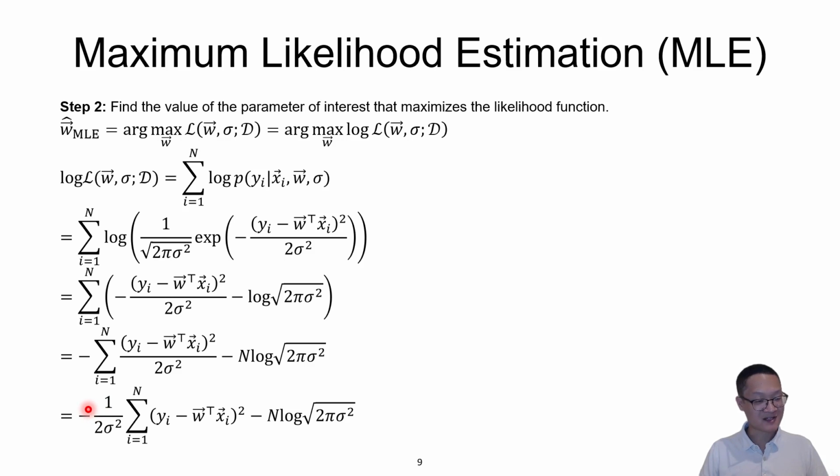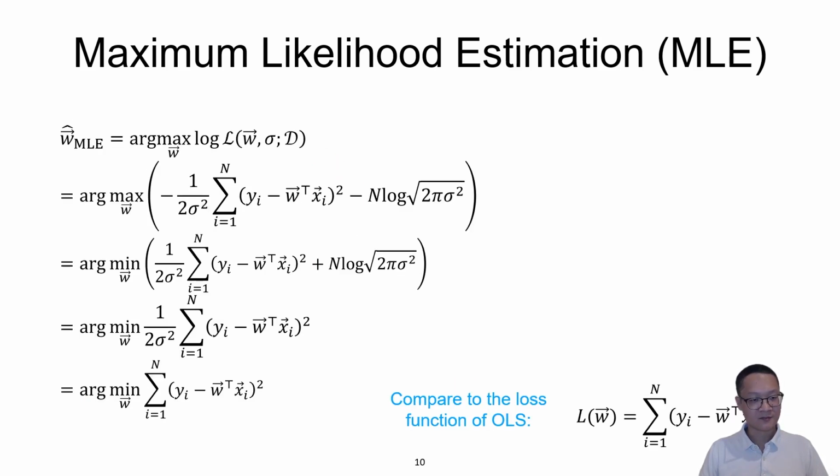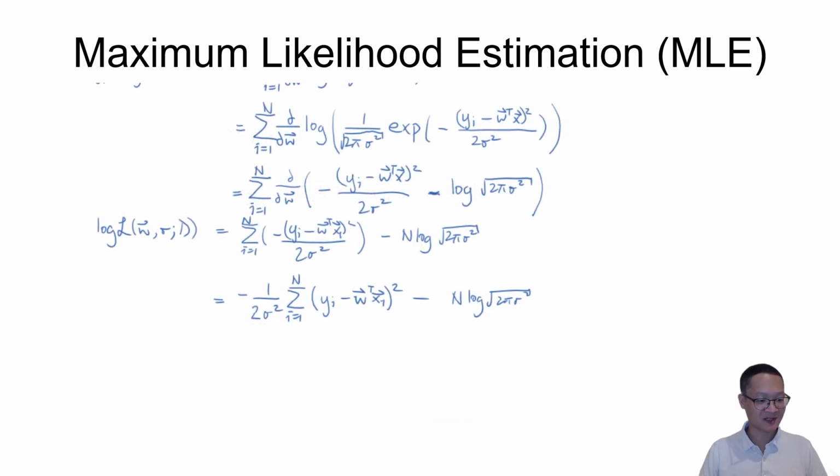Okay, so now that we have a simplified expression for the log likelihood, we can try to find the argmax of this log likelihood. Okay, so that's this slide, and let's work it out a bit more slowly.